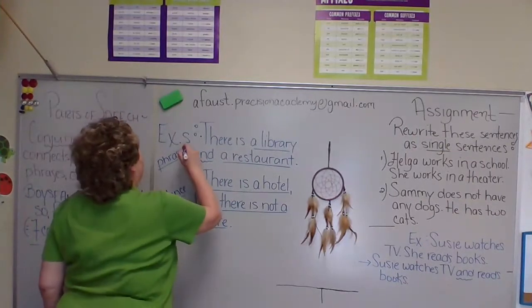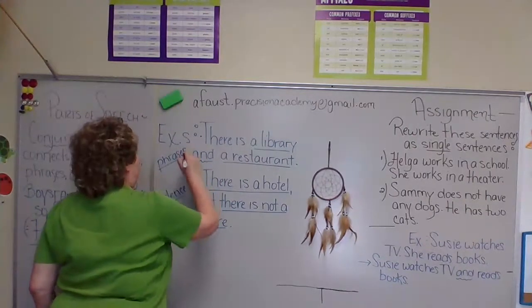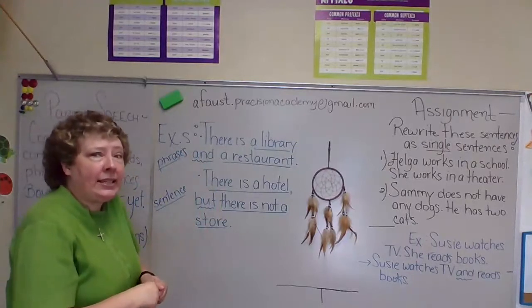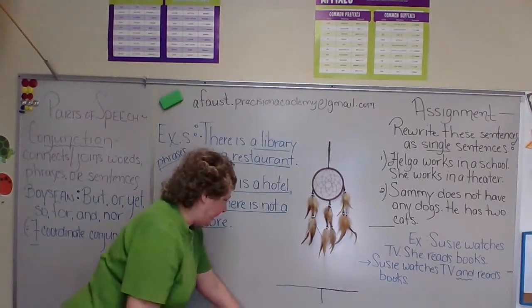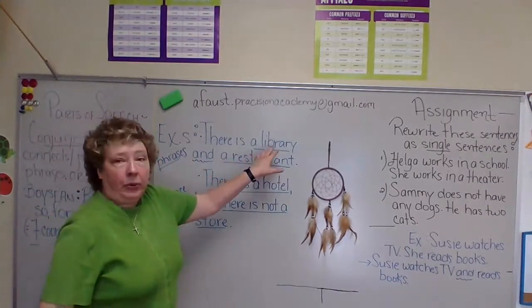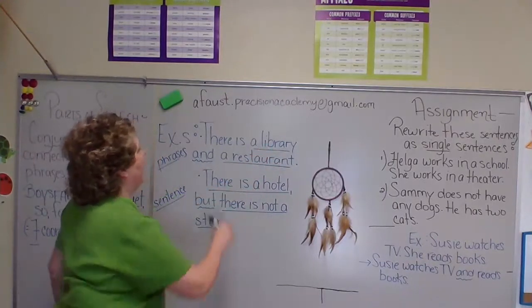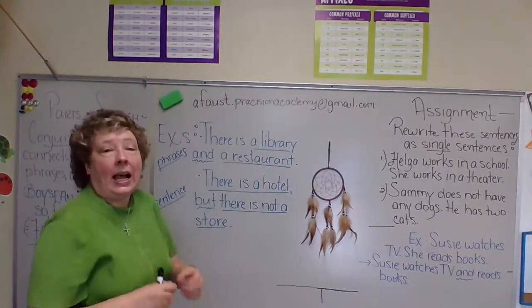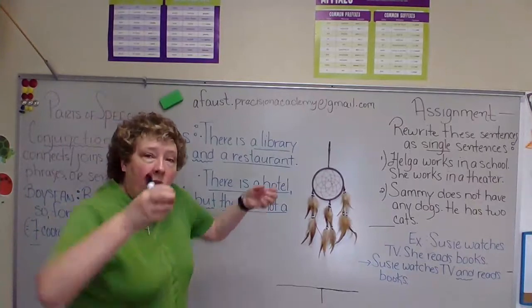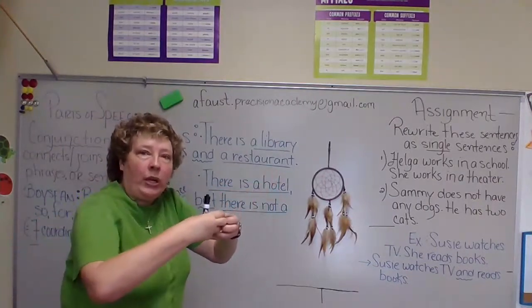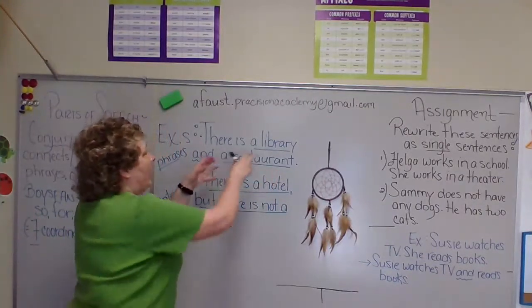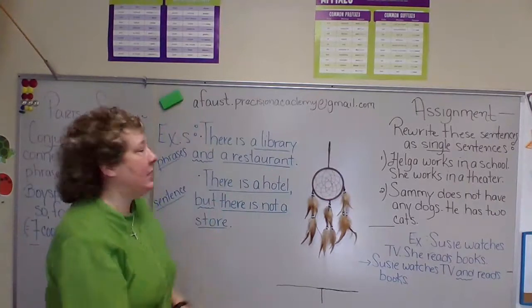Let's do this. Phrases. Okay, because we do have phrases. We don't just have one phrase. Okay, so a library is a phrase and a restaurant is a phrase. How is it connected? How do they come together? How are they joined? How is it possible that a restaurant doesn't fall off the sentence?